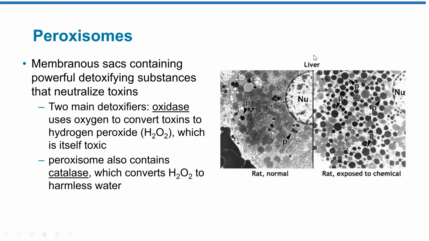So on this diagram, you can see a liver cell. It's a red liver cell. First you have a normal cell, and then one exposed to chemicals, where you can see an increased number of peroxisomes, because if we have toxins in our body, the liver is going to break down those toxins, hopefully convert them into water, right? And to do it, liver cells need to increase the number of peroxisomes in their cytoplasm to detoxify harmful substances.